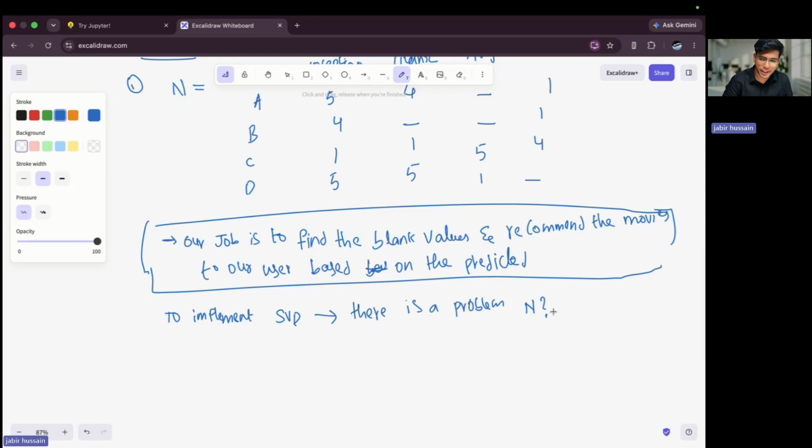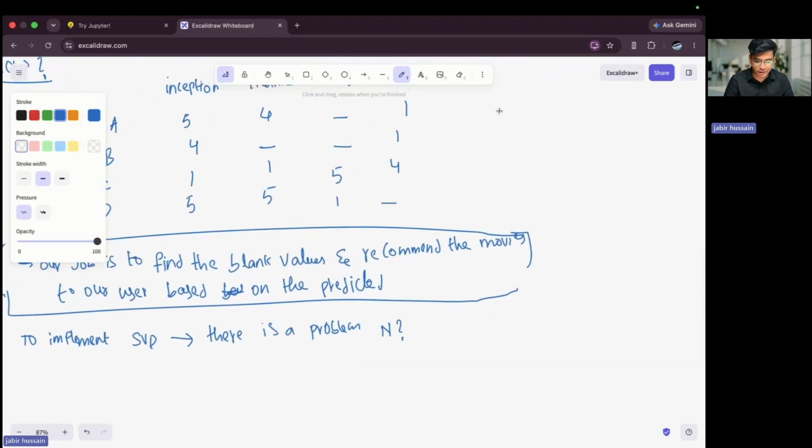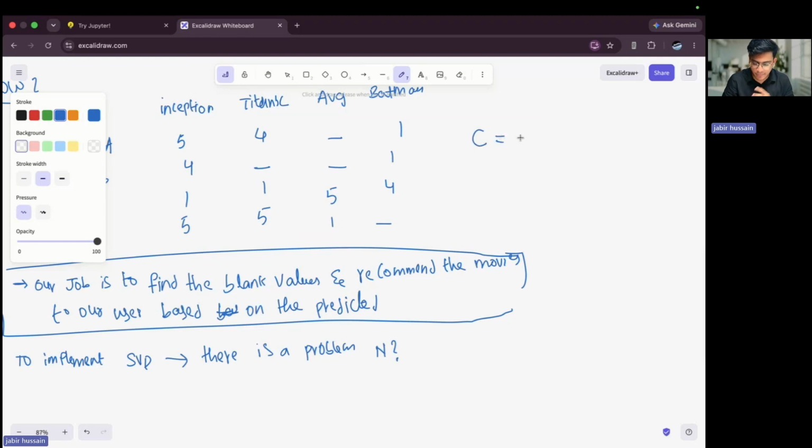For V, we need to first of all find the square matrix, which here would be n transpose n, if I'm not wrong. Now if these values are blank, then how are you going to find the eigen-decomposition? Here again we have the problem of eigen-decomposition. You cannot apply eigen-decomposition if the values are null.